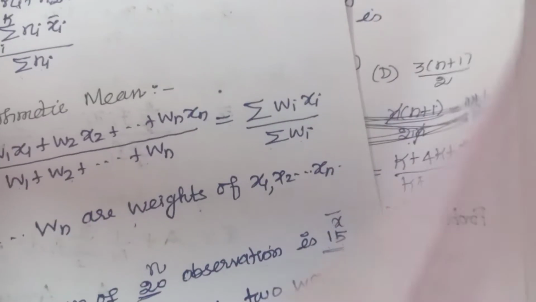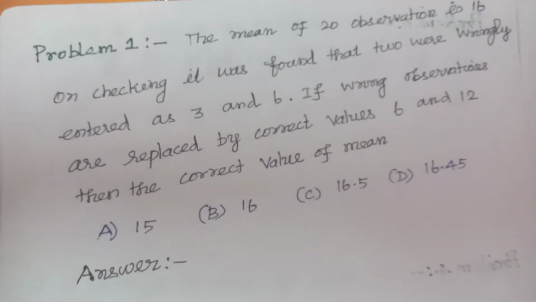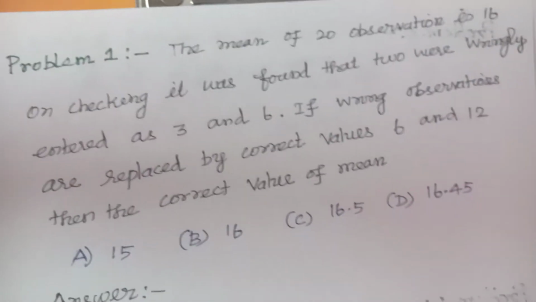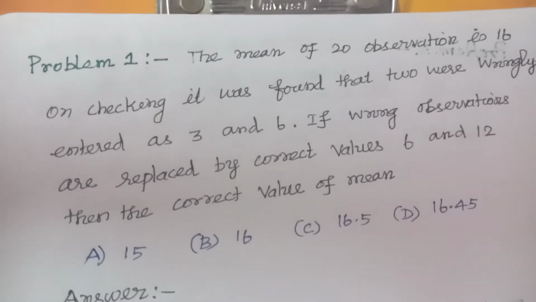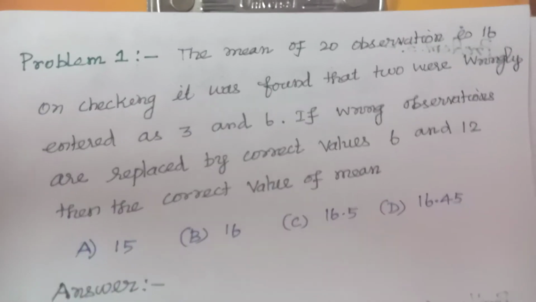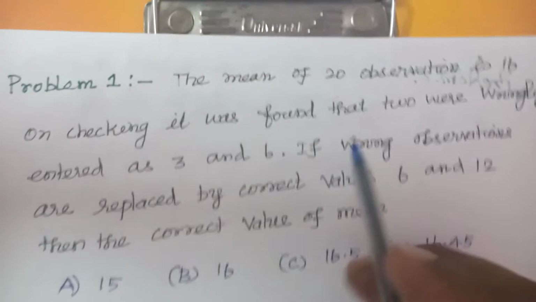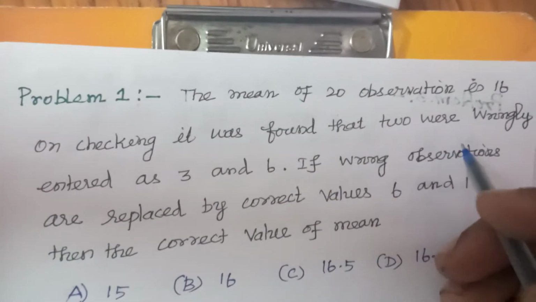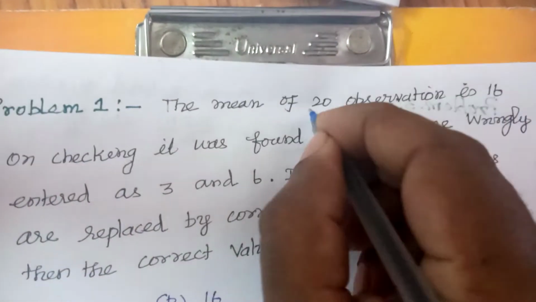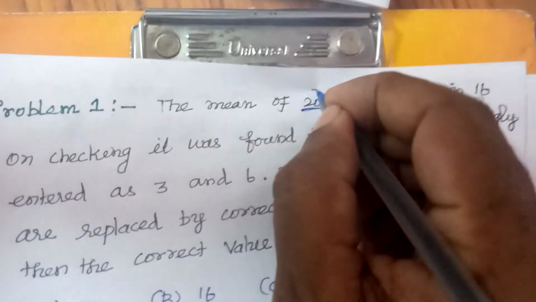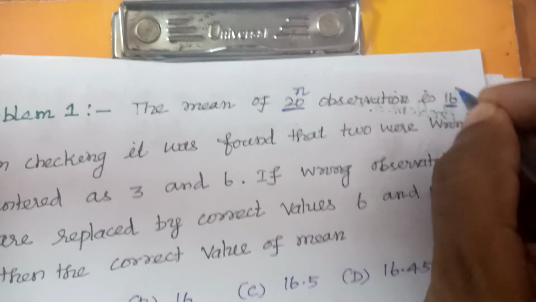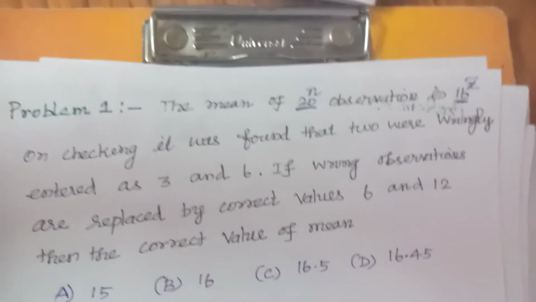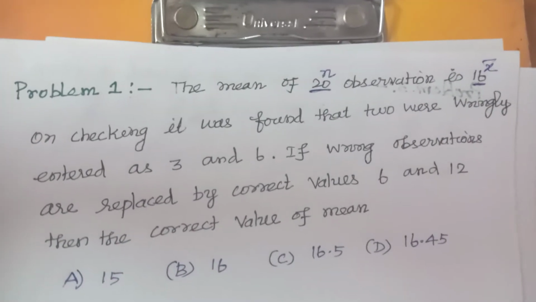Problem number 1, which is an important problem. Please learn and listen carefully. The mean of 20 observations is 16. The number of observations n is equal to 20, and the corresponding mean x bar is given as 16.